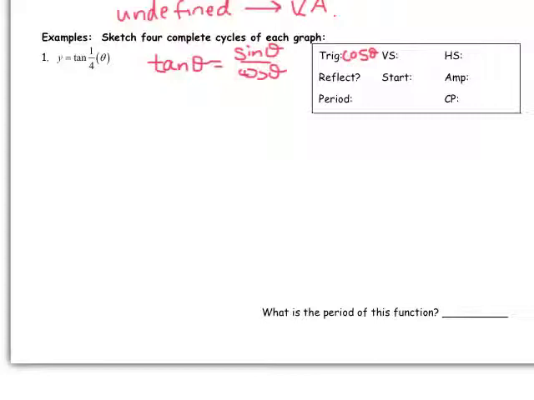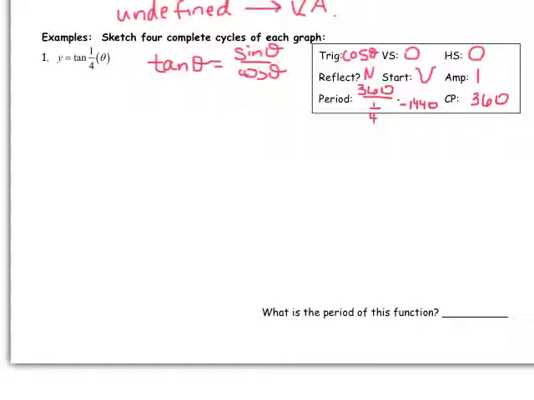So this is an easy example because if you notice, there's no vertical shift, there's no horizontal shift, there's also no amplitude change, nor is it reflected. So my vertical shift is 0, my horizontal shift is 0. I do not reflect, therefore cosine starts up, and I have an amplitude of 1. Now the only thing that is changing is the period. So I'm going to take 360 and divide it by 1/4. And I believe you get 1440. If you divide that by 4, then you go back to 360.